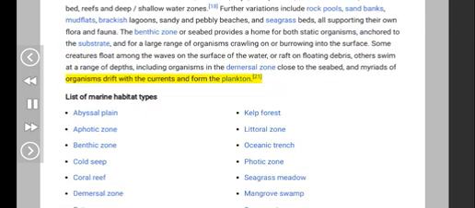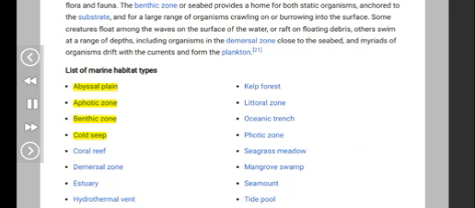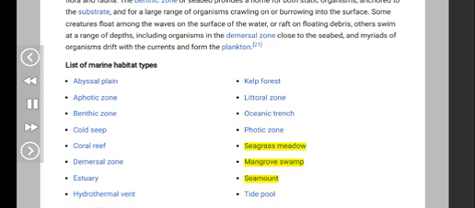List of marine habitat types. Abyssal plain, aphotic zone, benthic zone, cold sea. Coral reef. Demersal zone, estuary. Hydrothermal vent, intertidal zone, kelp forest. Littoral zone, oceanic trench, photic zone. Seagrass meadow, mangrove swamp, seamount.